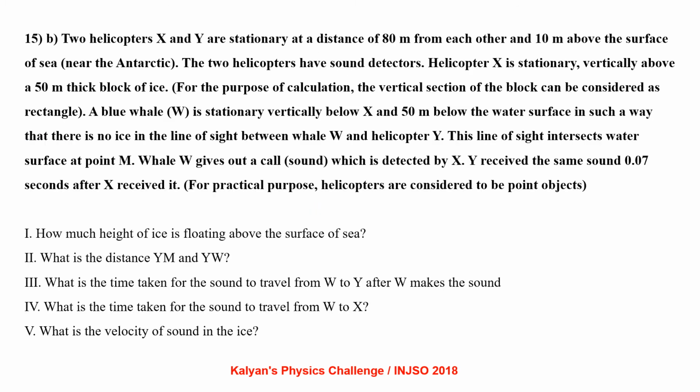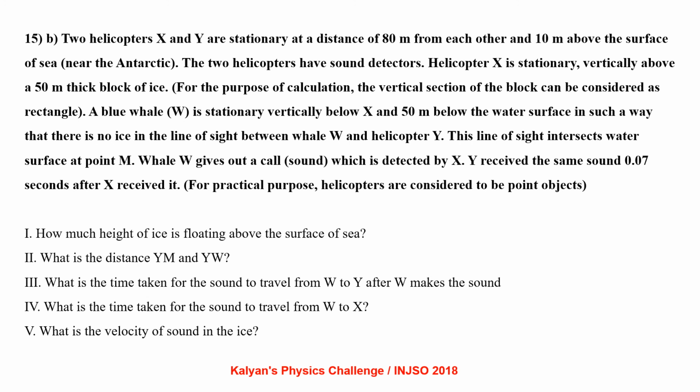Two helicopters X and Y are stationary at a distance of 80 meter from each other and 10 meter above surface of sea near the Antarctic. The two helicopters have sound detectors. Helicopter X is stationary vertically above a 50 meter thick block of ice. For the purpose of calculation, the vertical section of the block can be considered to be rectangle. A blue whale W is stationary vertically below X and 50 meter below the water surface in such a way that there is no ice in the line of sight between the whale and the helicopter Y.